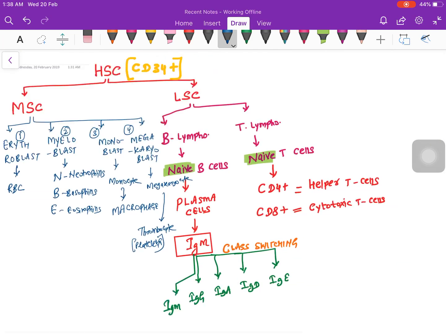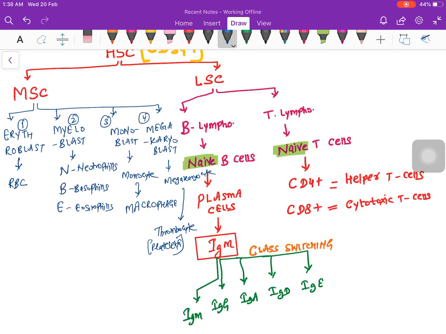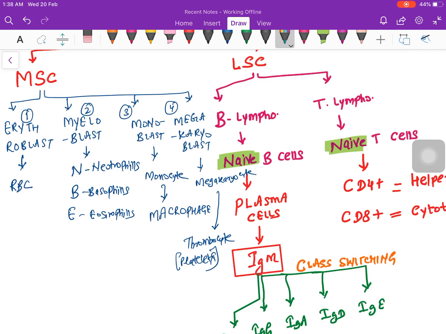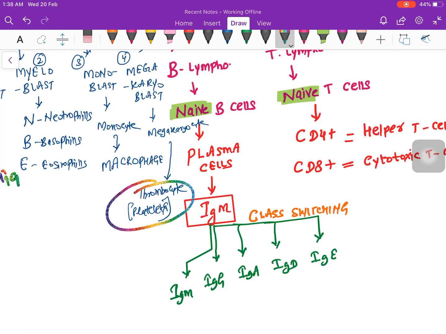This way, hematopoietic stem cells will give rise to all the different types of cells. So if I ask you which cells produce platelets, it will be of myeloid stem cell origin. Erythroblasts will form RBCs. Disorders of RBCs we call anemia. The disorders of platelets or thrombocytes we call primary hemostatic disorders.